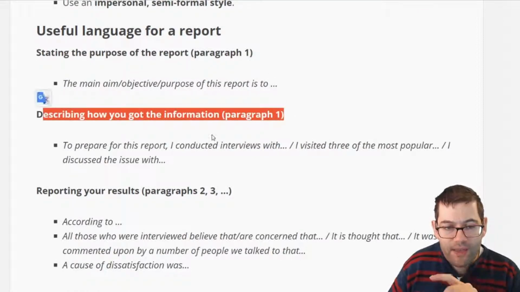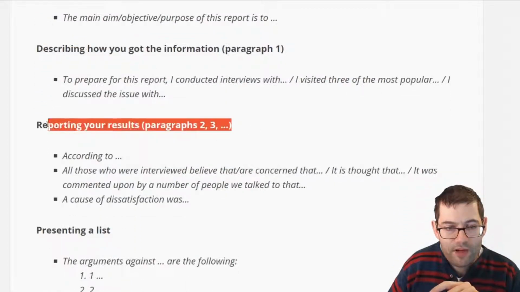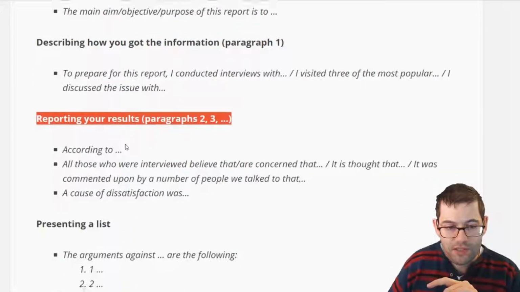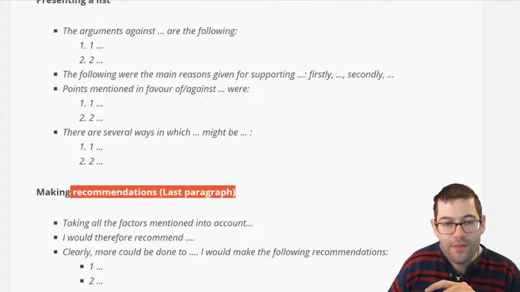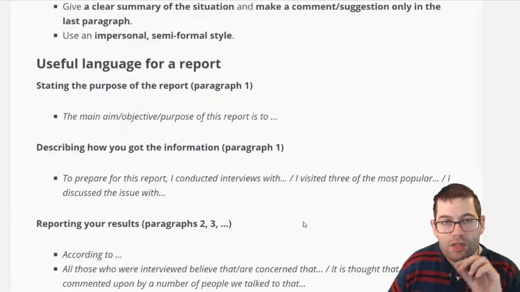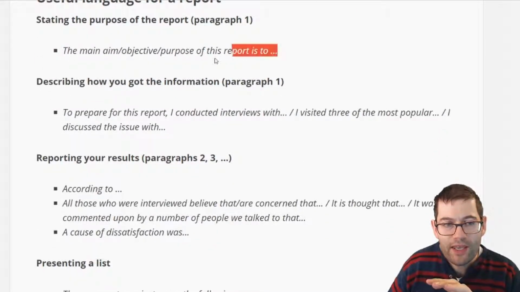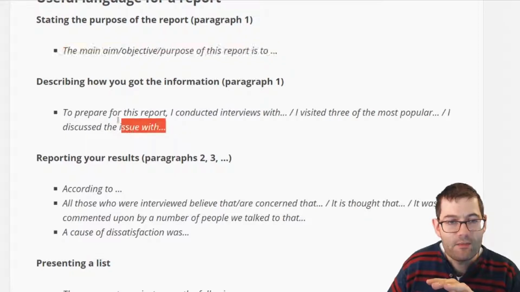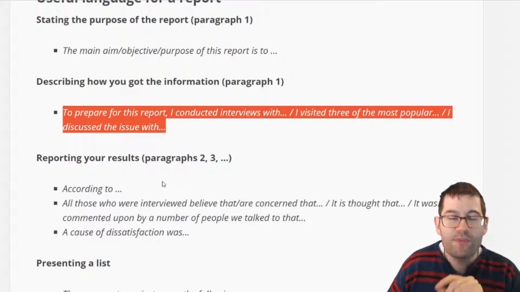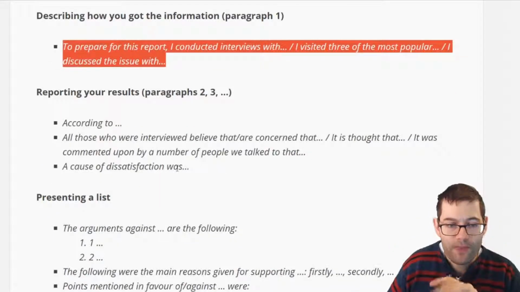Now, here's the structure. Paragraph 1, stating the purpose of the report, and describing how you got the information. Paragraphs 2 and 3, reporting your results. And then making recommendations in the last paragraph. That is your structure for the FCE report. And what you've got here are some fantastic model sentences which will help you with that structure. So have a look at those.